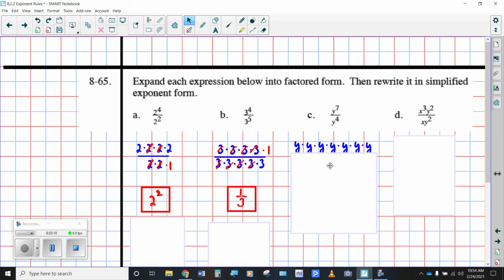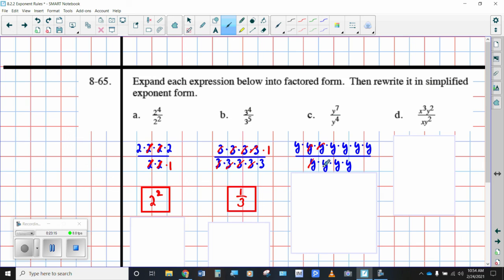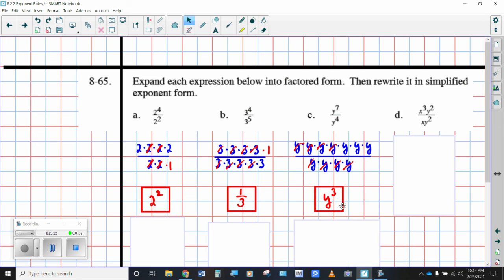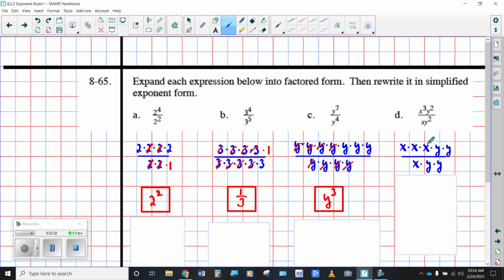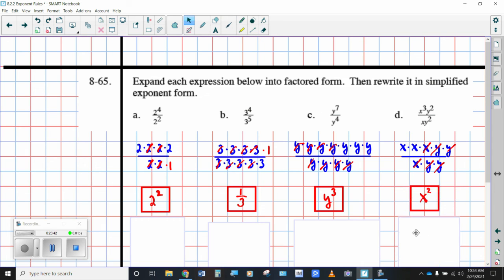For y to the 7th, that's in the numerator, divided by y to the 4th, you're gonna have 1, 2, 3, and maybe I'll do 4, I'll do that one, leaving you with y to the 3rd power with nothing in the denominator, so that ends up being your final. And then for this one, we're going to expand out x to the 3rd, y to the 2nd, and then in the bottom, x times y to the 2nd. So what do we have here? You've got these x's cancel out, forming a giant 1, and the 2 y's on the top and bottom cancel out, leaving you with x squared as your simplified expression.